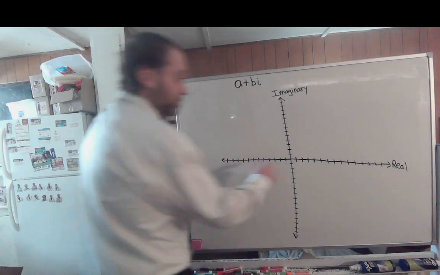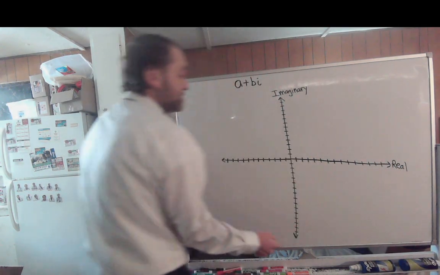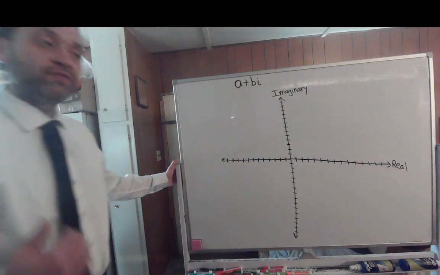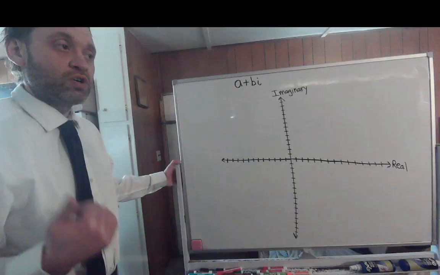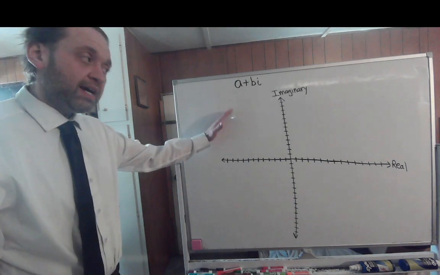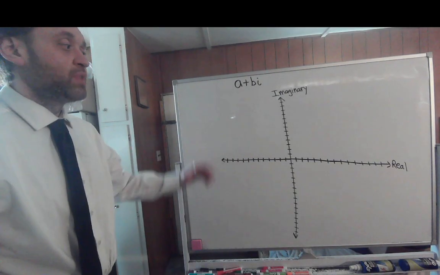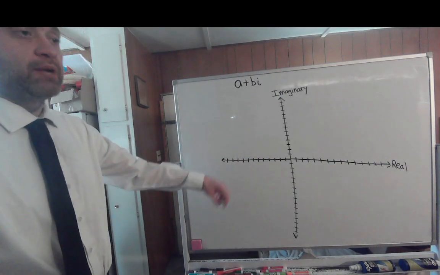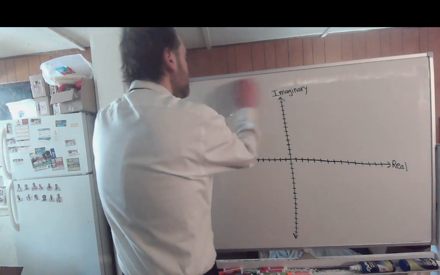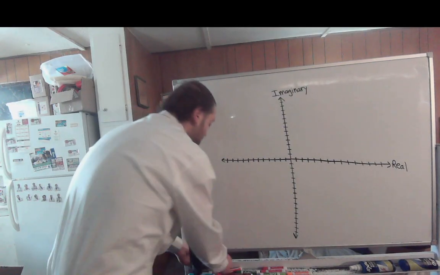So going left to right, you have your real axis. Going from top to bottom, you have your imaginary axis. It looks very similar to a Cartesian coordinate system with an x and y axis. And it's kind of the same idea, only this is the complex plane where you have a real and imaginary axis. So let's show you how we plot these.